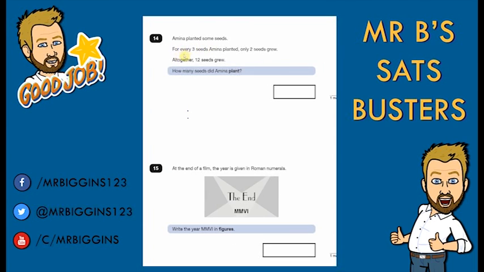14. Amina planted some seeds, and for every 3 seeds she planted, only 2 grew. So altogether, 12 seeds grew. And what we need to find out is how many seeds Amina planted. Now we know every time that she plants 3 seeds, only 2 grow. So I'm going to work out how many sets of 2 are in 12 to see how many sets of 3 she planted. So if I do 12 divided by 2, I'll find out that she planted 6 lots of 3 seeds. Okay, and 6 times 3 is 18.